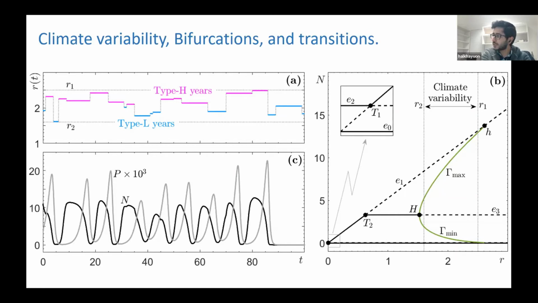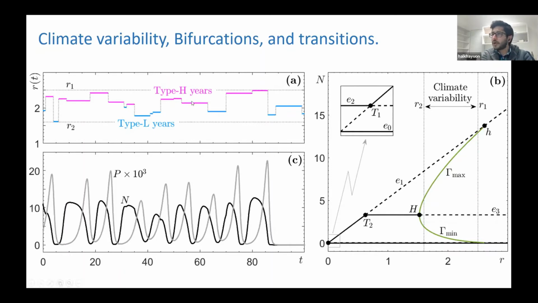One stable state is the extinction state at the origin, where you have 0 density of prey, 0 density of predator, and the other stable state is the oscillatory coexistence. So you would think that if you limit your climate variability in between these two bifurcation points, then the system is going to keep oscillating without any transition.